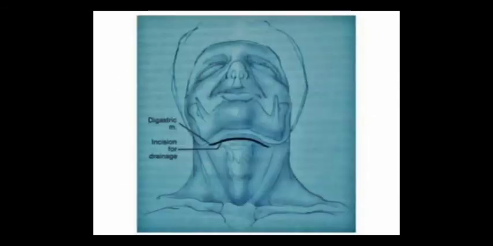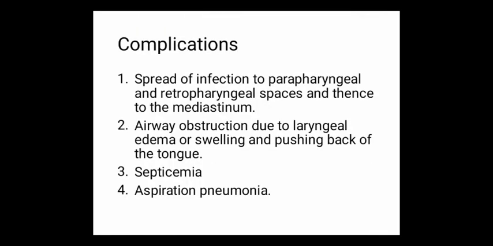So this diagram shows the incision which we do in external drainage for submaxillary space infections. The incision extends from one angle of mandible to the other angle. Complications can be spread of infection to the parapharyngeal and retropharyngeal spaces and hence to the mediastinum, airway obstruction due to laryngeal edema or swelling and pushing back of tongue, septicemia and aspiration pneumonia.